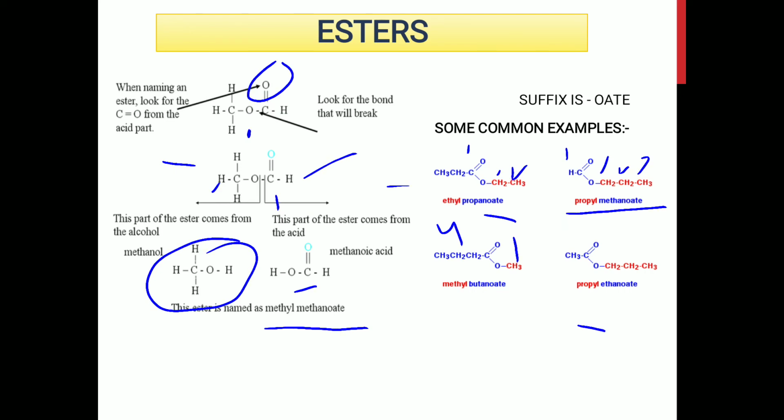Then the fourth one, if you count the carbons on either side of the oxygen, here on the right side there are 3 carbons present, and on the left side there are 2 carbons present, so it becomes propyl ethanoate. Okay, so remember the suffix we use for ester, that is oate. So I hope you understand the esters.